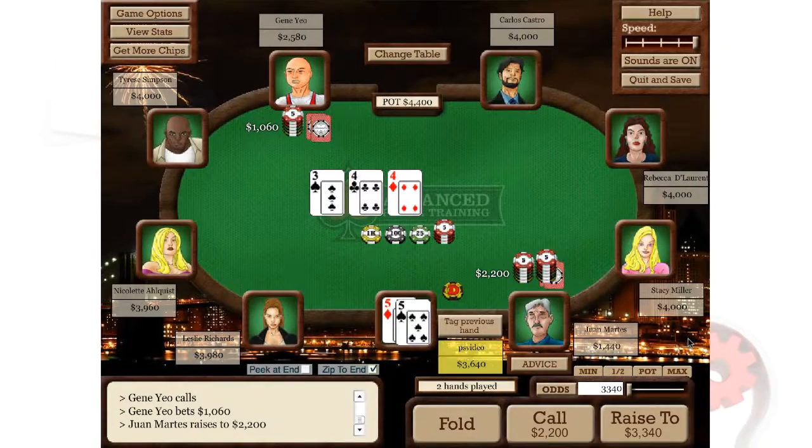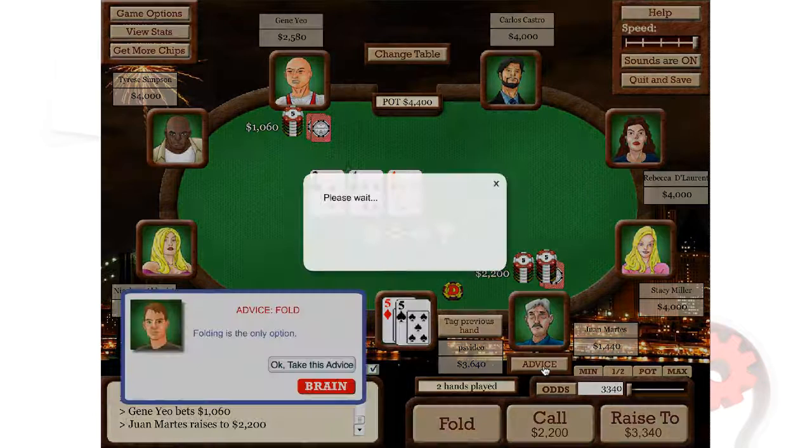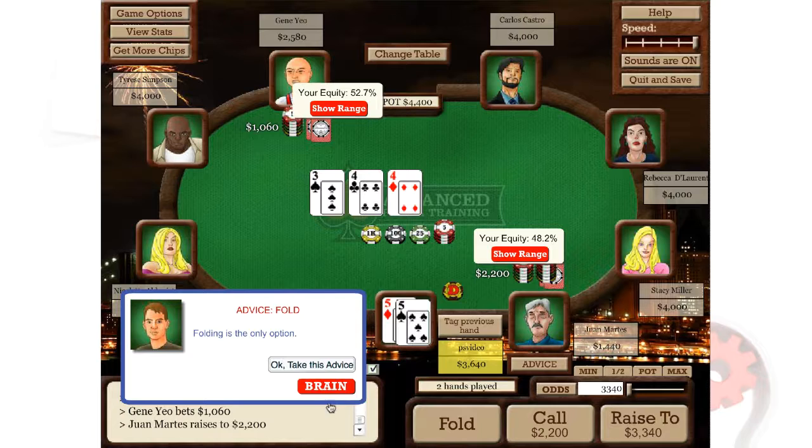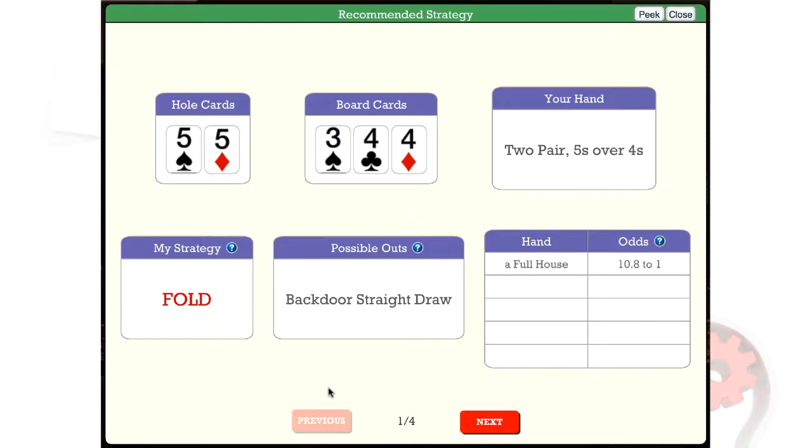So here we are on the flop, and just like before, we press the advice button, and then we press the brain button. Let's take a look at some of the factors our advisor was considering on the flop. Several of these will look familiar because you saw them in the pre-flop video, and they're the same factors considered pre-flop.